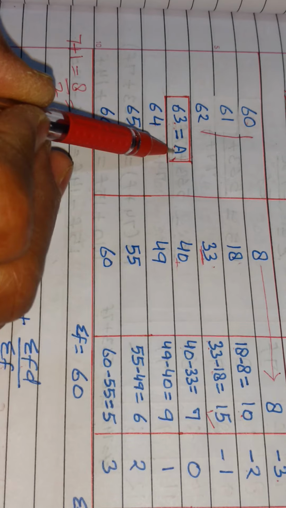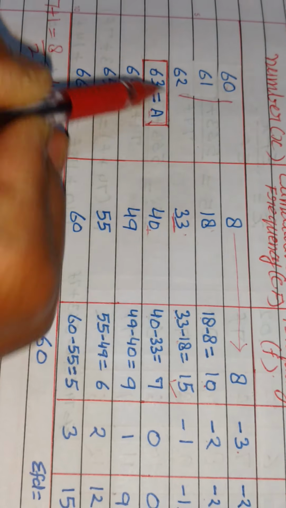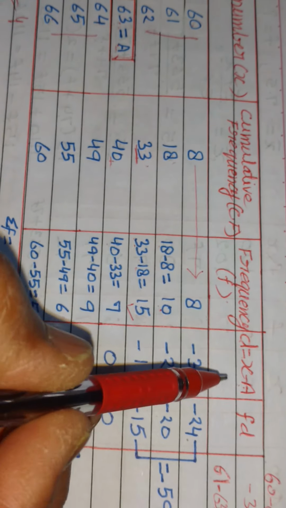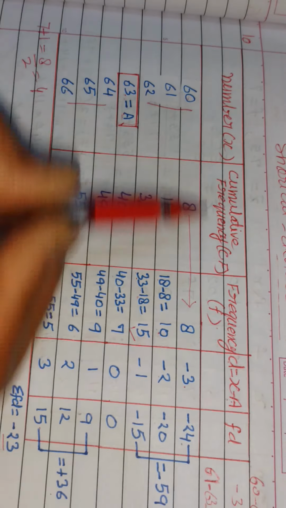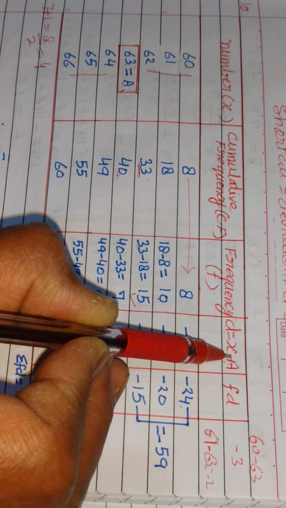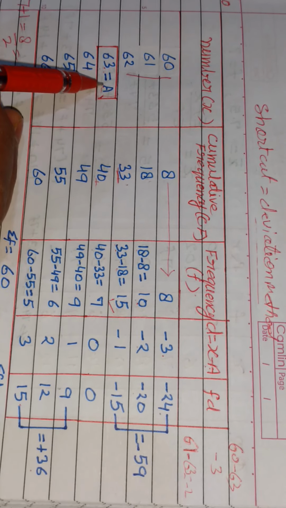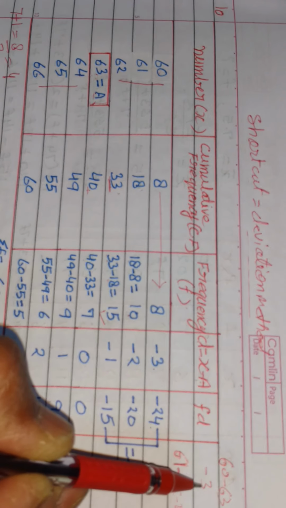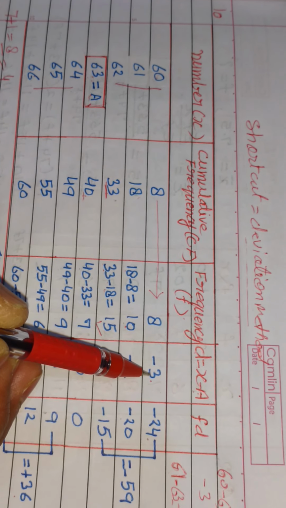After getting a, we substitute these values of x and a here. So d equals x minus a. For the first number, we take the first value of x. See, x here is 60 minus a, which is 63, we have already got. Put this value, so 60 minus 63, it will come minus 3. So we got the first value of d as minus 3.